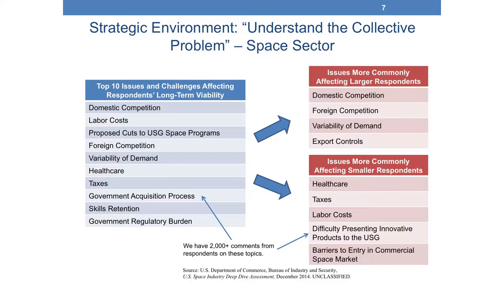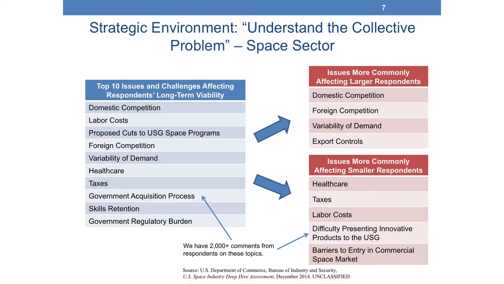On the left, again, we asked top 10 challenges. And it's the standard things: competition, labor costs, budget cuts. In the space sector, Uncle Sam, particularly on the defense and intelligence side, is the 800-pound gorilla. Commercial space and NASA are very small right now. So we look at the problems. We then sorted the data on the right side, the top being the big guys, the Boeings and Lockheeds. They have a different set of problems than the smaller companies, which is the data below.